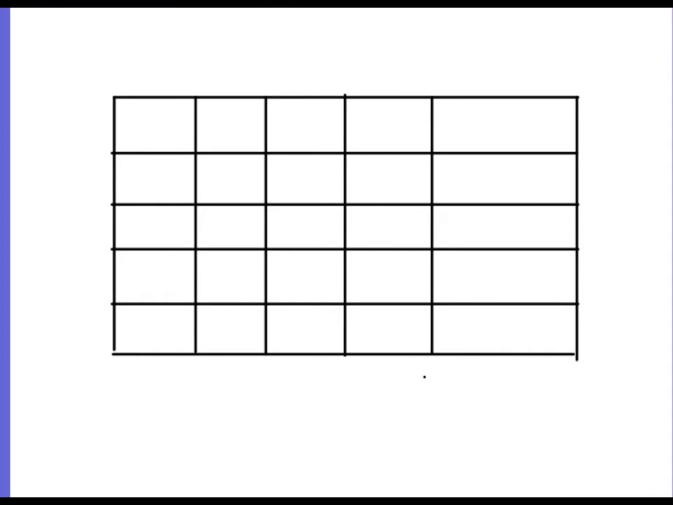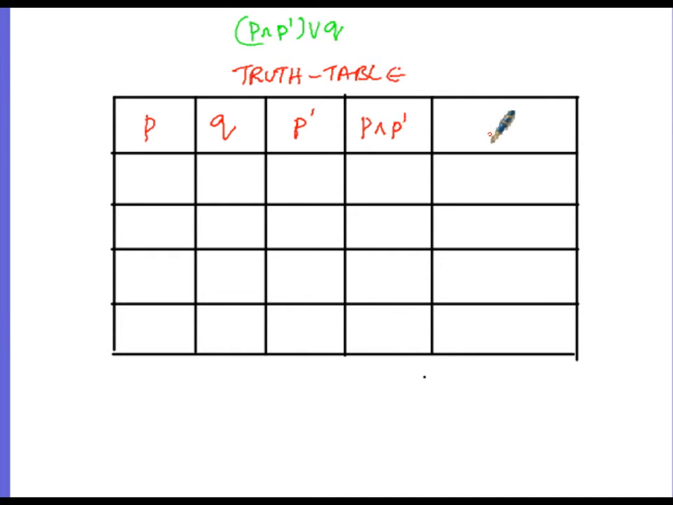In the next logical step, we have to find out the condition, that is P and P dash or Q. So here this is the truth table. In our truth table, we have to assume two statements, one as P, the other as Q. Then in the next column, we have to find out P dash, that is not P, or in other words the negation of the statement P. In the next column, let us find out the statement P and P dash. Then in the last column we are going to find out P and P dash or Q.